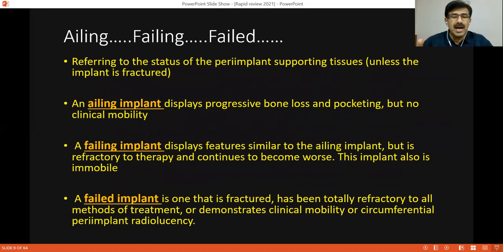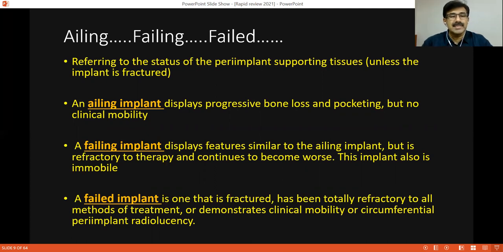Now, with regard to the status of the implant and the supporting tissues, there are three terminologies. These terminologies are commonly asked in short answers as well as in your viva, so that is why we are going to discuss them. The three terminologies are: what is an ailing implant, what is a failing implant, and what is a failed implant. An ailing implant is an implant that displays progressive bone loss and pocketing, but there is no clinical mobility.